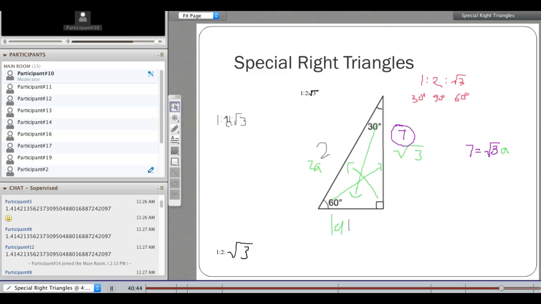Okay, so now we're going to solve. How do we solve that? We want A, not the square root of 3 times A. So now what do we do? Okay, I think that sounds right, Emma. How'd you get that? What did you do? Good. You want to divide by the square root of 3 on both sides.